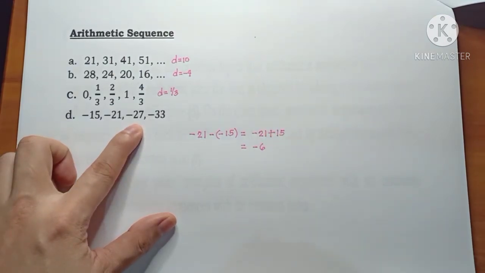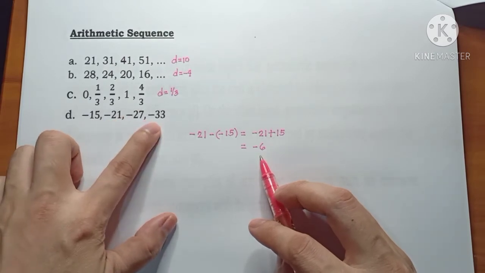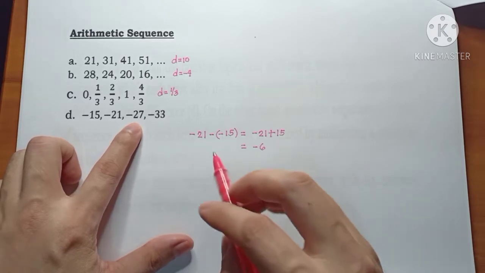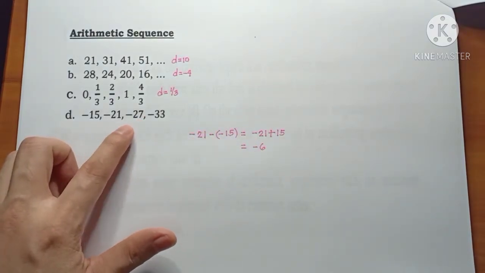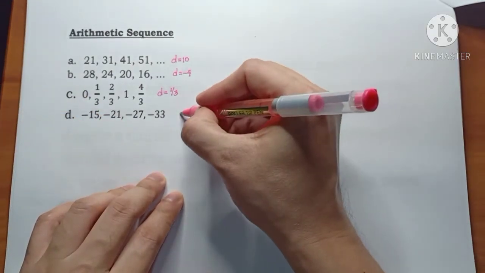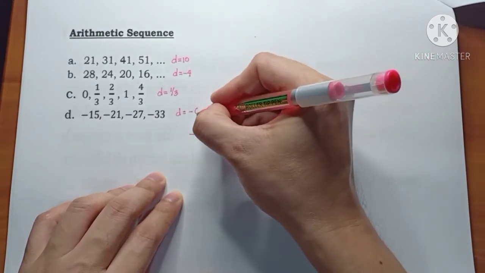So, negative 27 minus negative 21 is also negative 6. Negative 33 minus negative 27 is also negative 6. So, kung lahat sila ay pare-pareho ang kanyang difference, therefore, that is an arithmetic sequence. So, the common difference of letter D is negative 6.